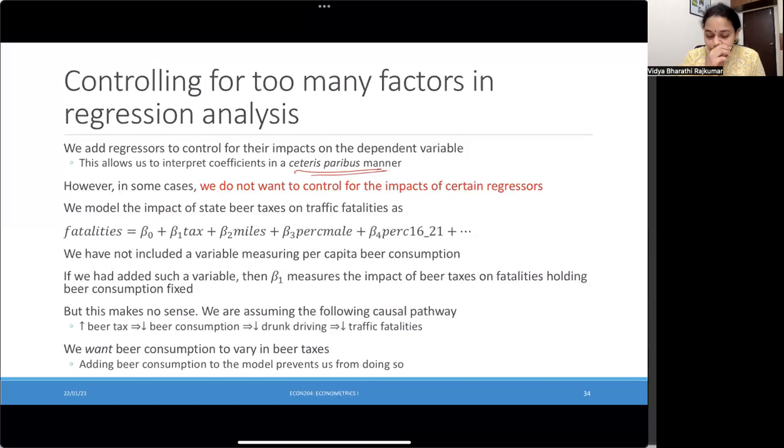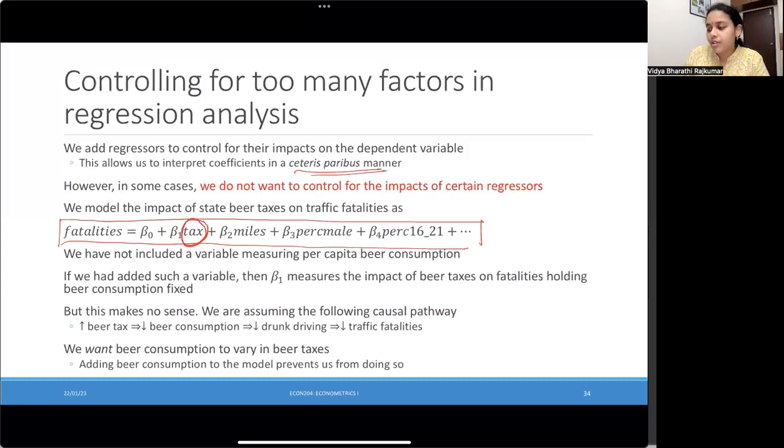So here's an example. Suppose we are bringing in a tax on beer in the state, and we're going to look at whether the tax has an effect on reducing traffic accidents and traffic fatalities. Sensible argument, right? When you tax beer, that's going to reduce alcohol consumption. Hopefully people are driving safer, and that should reduce fatalities. So we run a regression model of this type, where the fatalities are regressed on a bunch of variables, where the tax variable is the one of interest.